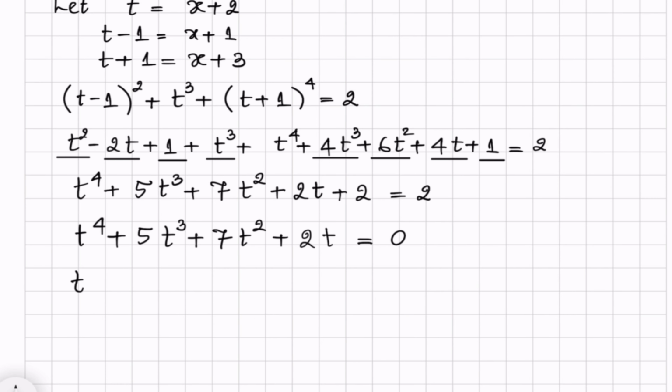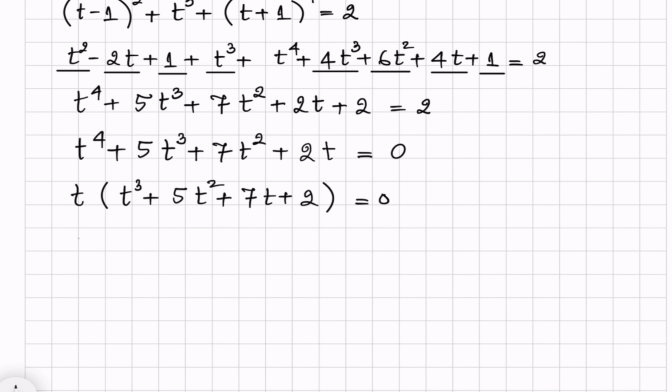Then we take t in common, and we will get t cubed plus 5t squared plus 7t plus 2 equal to 0. So in this case we will get t equal to 0, and then t cubed plus 5t squared plus 7t plus 2 equal to 0.